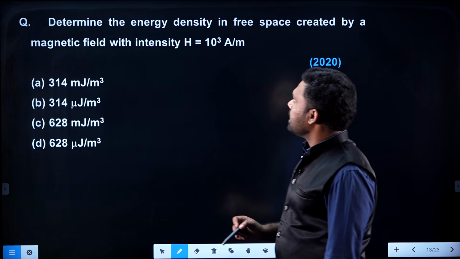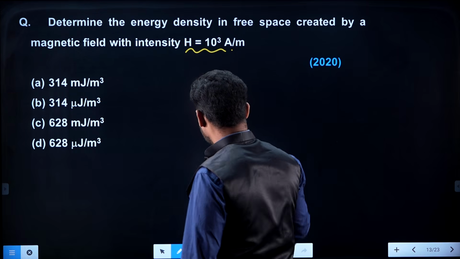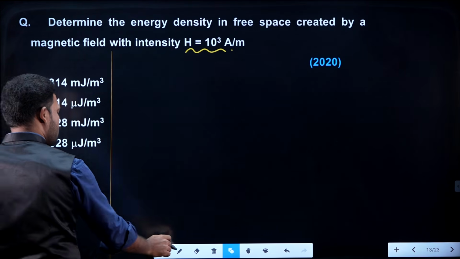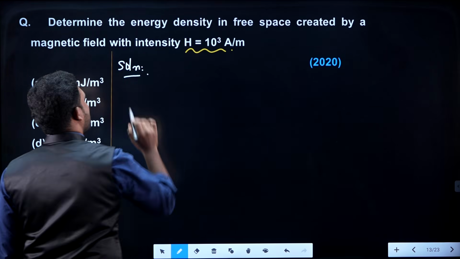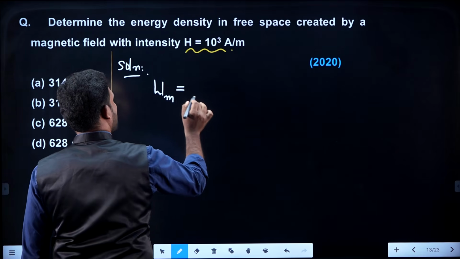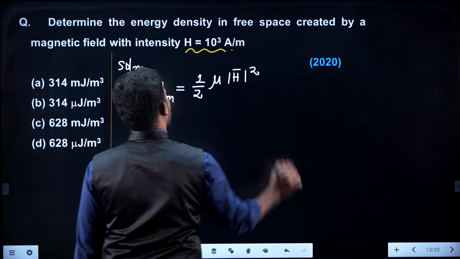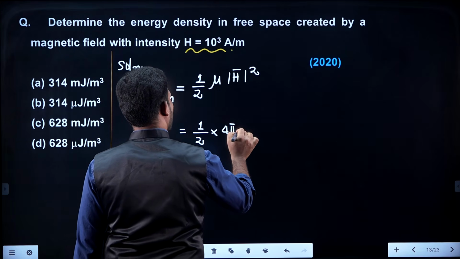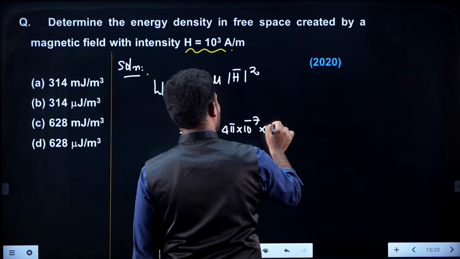Next, determine the energy density in the free space created by the magnetic field intensity H. Energy density is asked. What is the energy density? See, all these questions are directly formula based questions. That is how the questions are asked. What is the energy density in the magnetic field? It is equal to half mu H magnitude square. Fine. So it is 1 by 2 into 4 pi into 10 to the power of minus 7 into mu r. What is the mu r? He said free space. So it is 1 into H magnitude.